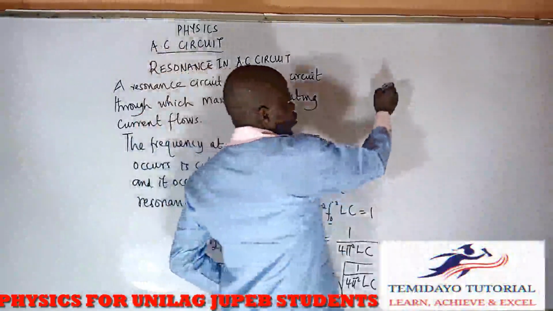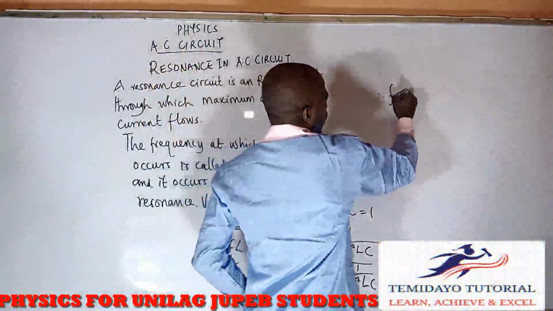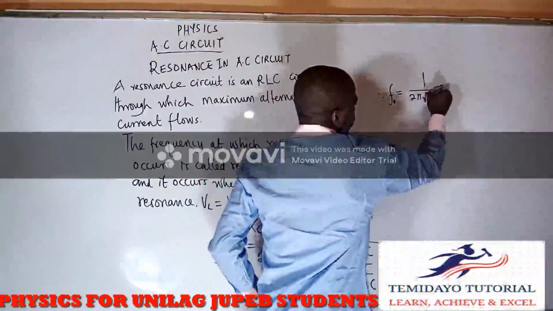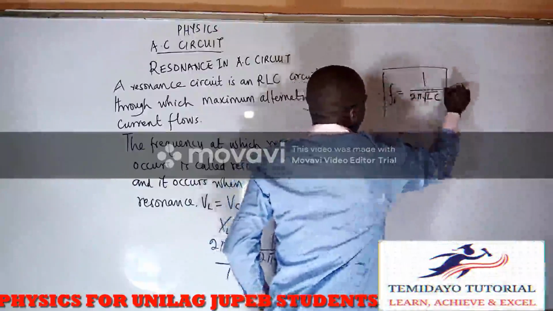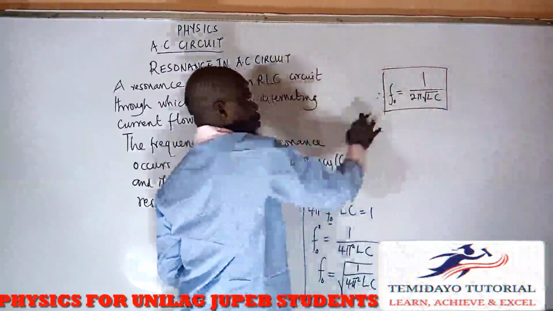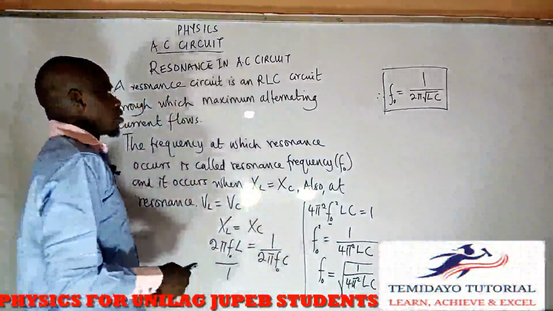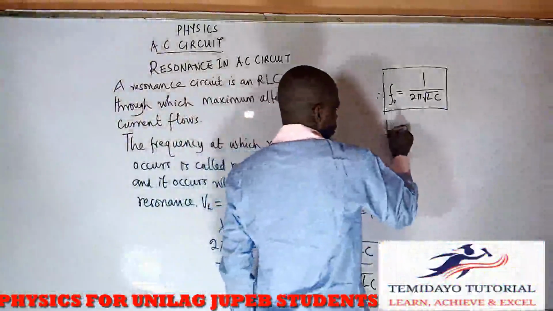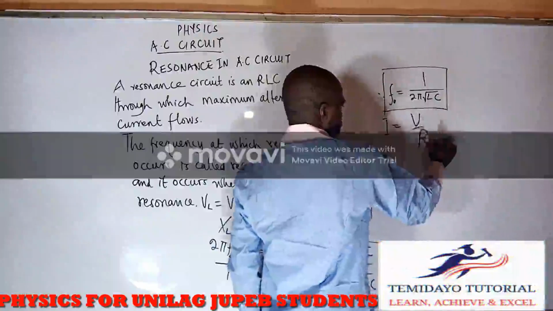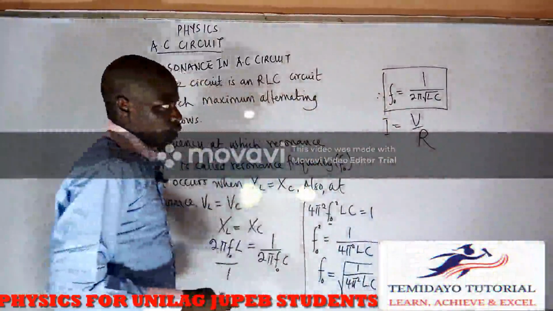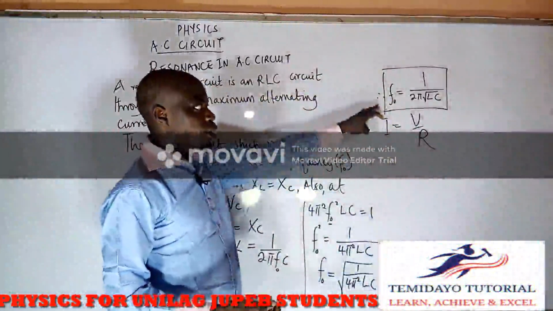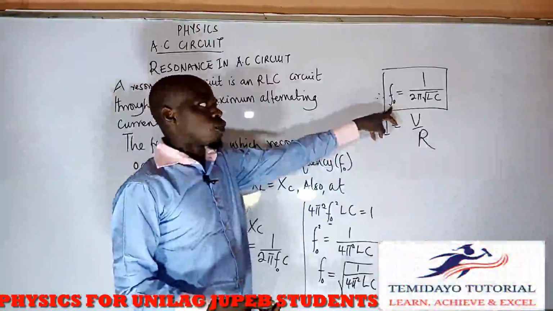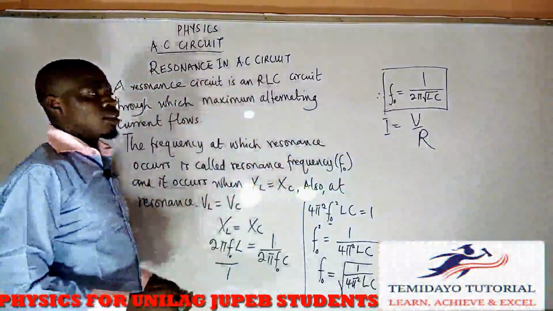So therefore, we have established the fact that the resonant frequency is equal to 1 over 2 pi square root of LC. So this is the resonant frequency that you need to determine when you are talking about resonance in an AC circuit. And the current at which you are experiencing that, which is I, is equal to V over R. This is the current at resonance. That means when you are having the maximum flow of current. And this is the frequency at which you are having the maximum flow of current in an RLC circuit.